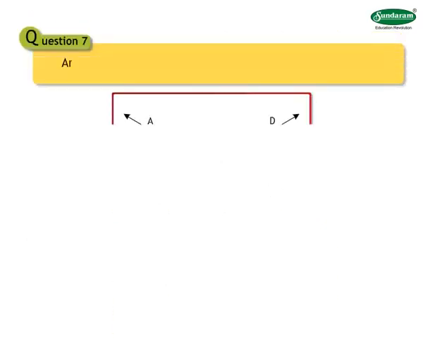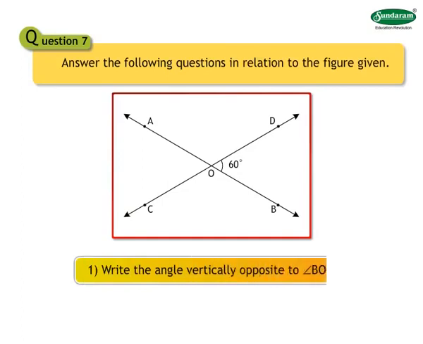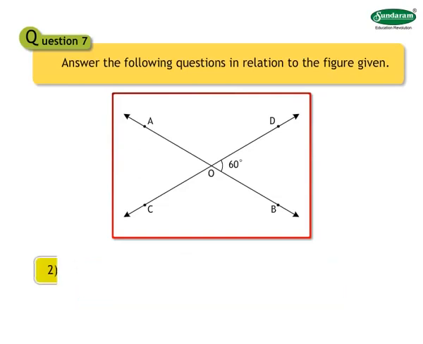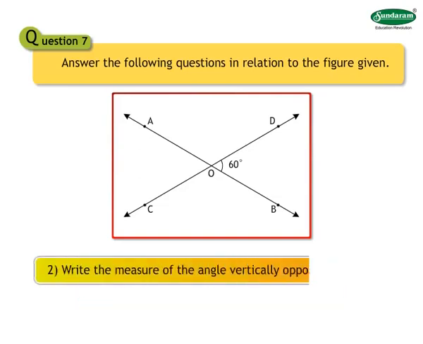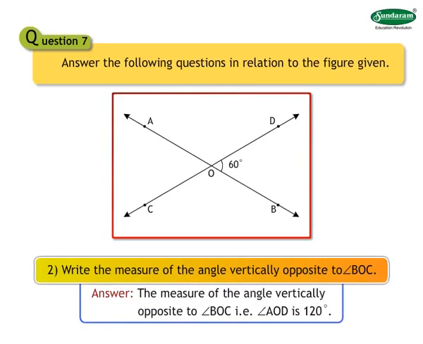Question 7. Answer the following questions in relation to the figure given. Number 1. Write the angle vertically opposite to angle BOC. Answer. Angle AOD is vertically opposite to angle BOC. Number 2. Write the measure of the angle vertically opposite to angle BOC. Answer. The measure of the angle vertically opposite to angle BOC, that is angle AOD, is 120 degrees.